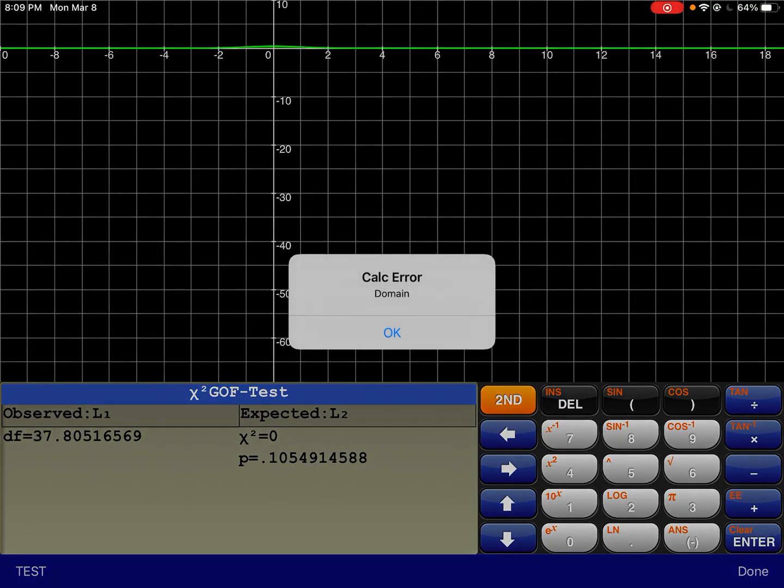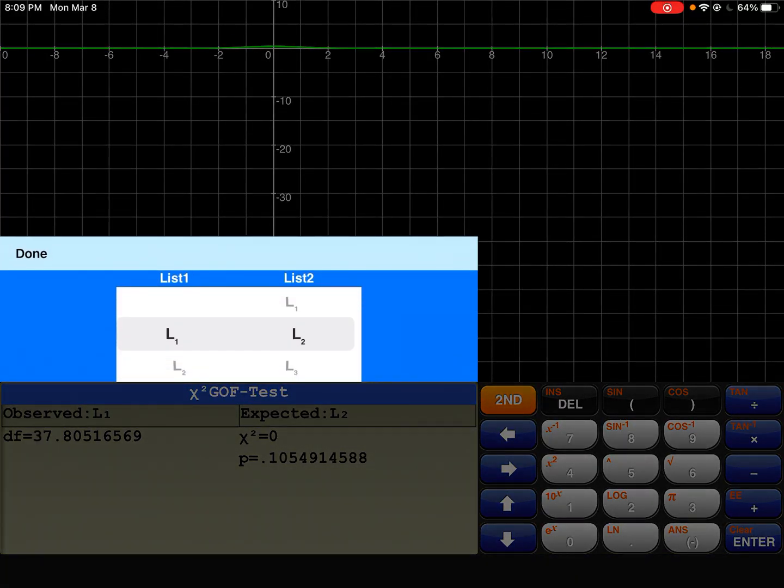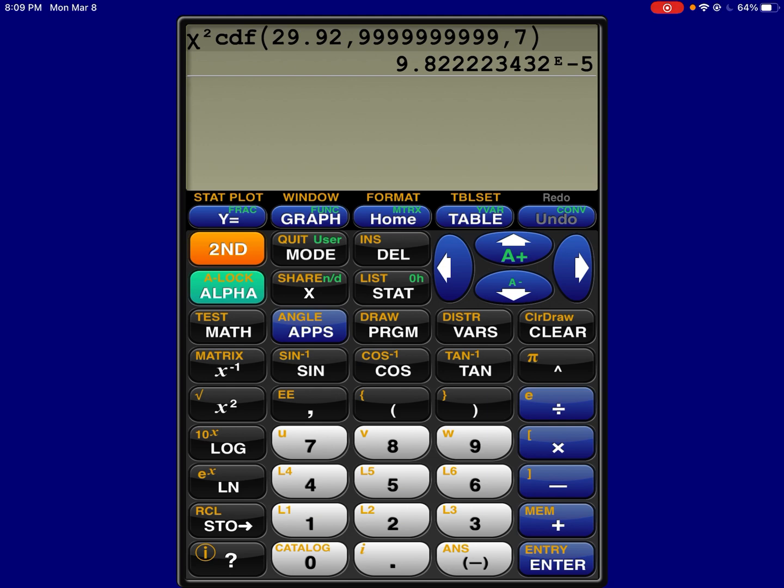Let's go there. All right, it's telling me I got to enter in something. My expected is L1. All right, let's see if I can do it in here. Done. My expected is actually L3, so I want to change that. L3. Enter. Done. So observed L1, expected L3, and then I hit enter. And you'll notice my degrees of freedom are a little different here. Let's see what happened. I'll have to double check that.